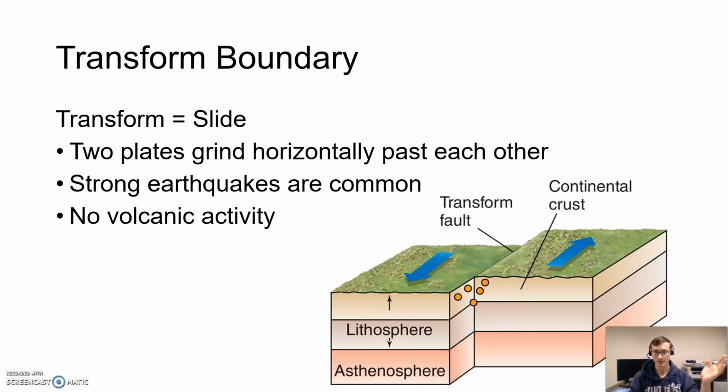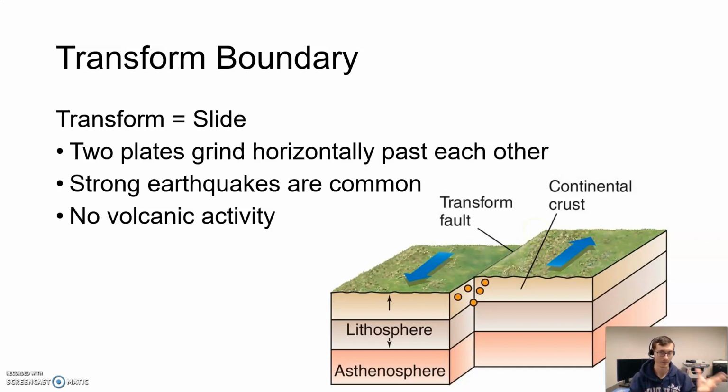You can also have a transform boundary. So cases where two plates, nobody is subducting underneath another one, and they're not really pulling apart and introducing new material. Instead, what is happening is that they are sliding past one another. And just because they're sliding past, though, doesn't necessarily mean that this is going to be gentle. We call this a transform fault or transform boundary. And earthquakes are common here.